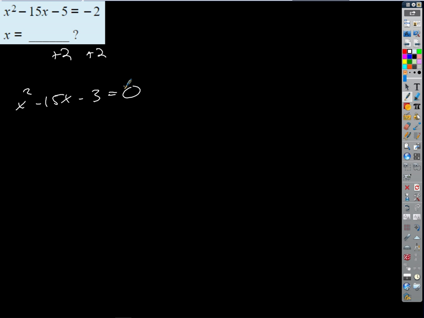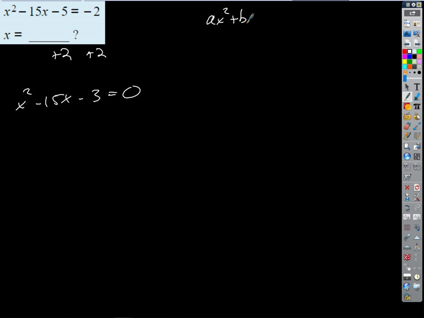Can I find magic numbers? No, can't do it. Do I want to complete the square? No, how come? B's odd, good, not even, so we don't want to complete the square. So what's our only option? Quadratic formula.